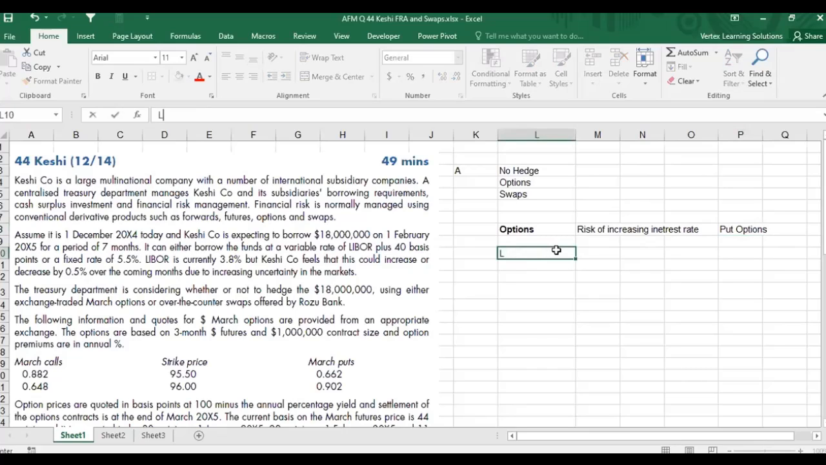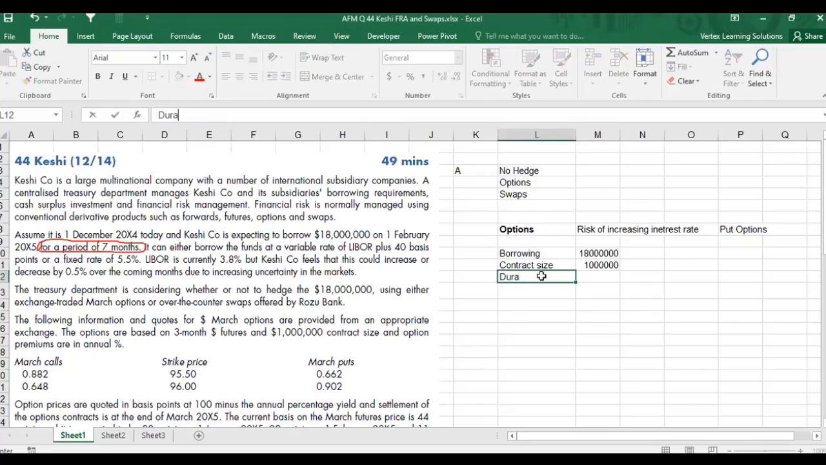And as before, our loan size is 18 million. Did I write down the correct number of zeros? Yeah, $18 million loan size. This is the borrowing which you need to do. And the contract size is 1 million. And the loan duration, how much is it? You have a borrowing for a period of 7 months. So we need to calculate the number of contracts which we need.